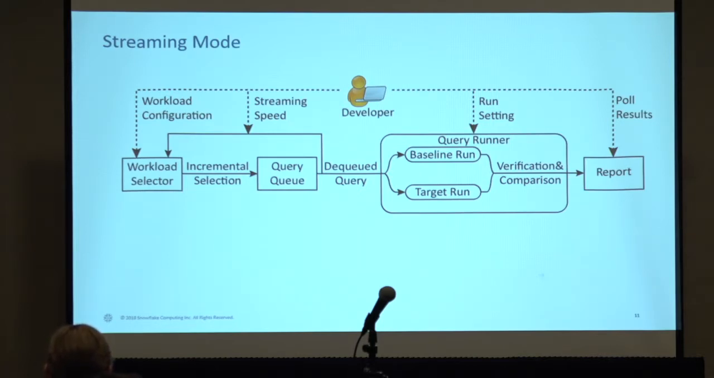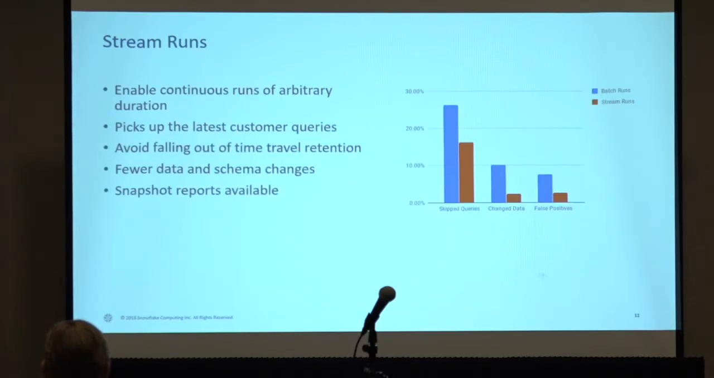So the streaming mode is basically the developers specify streaming speed. Streaming speed is something like pick 200 queries every minute, basically. So that's the speed within which Snowtrail should run. And so this picks a macro batch of queries using the workload selector. The workload selector applies all these filters and selects a new macro batch of queries, adds it to the queue, and then we decode the query, run it in many different settings, and the developer can pull the results as the workload is running. So this enables continuous runs of arbitrary duration because we can just specify the criteria of queries we want to run and just kick off the run and the speed of the run.